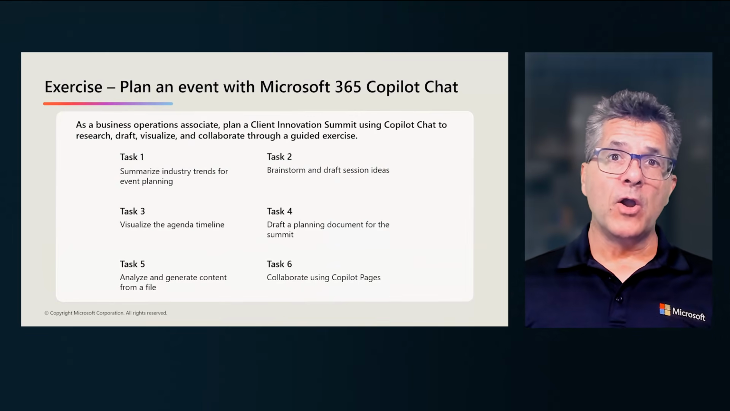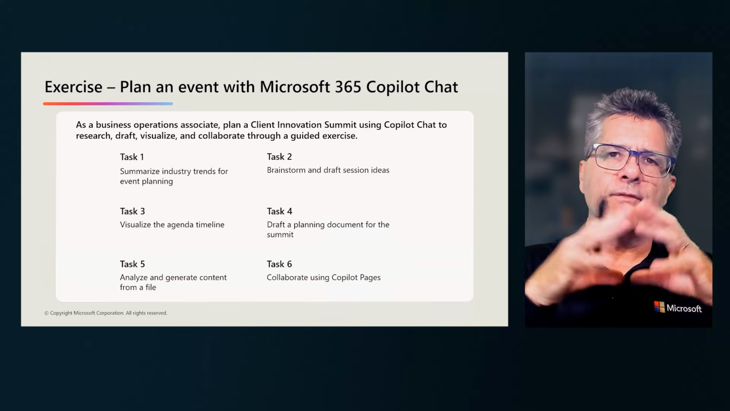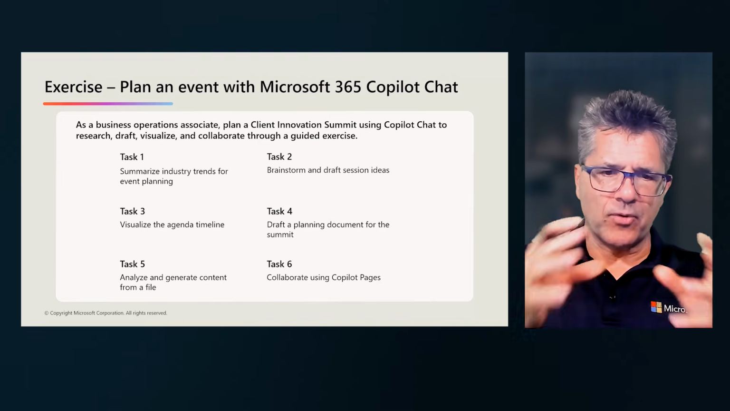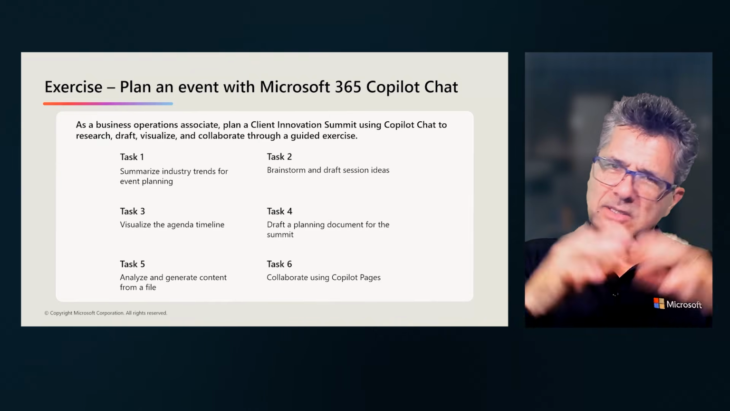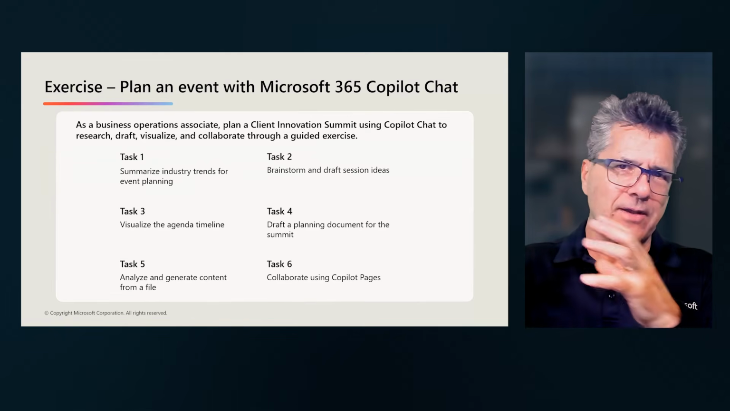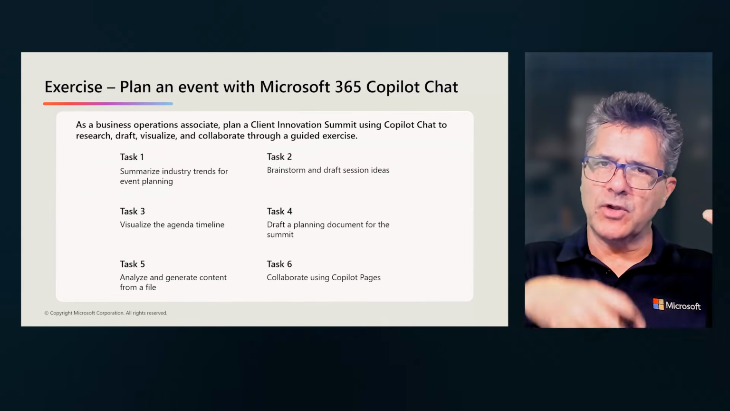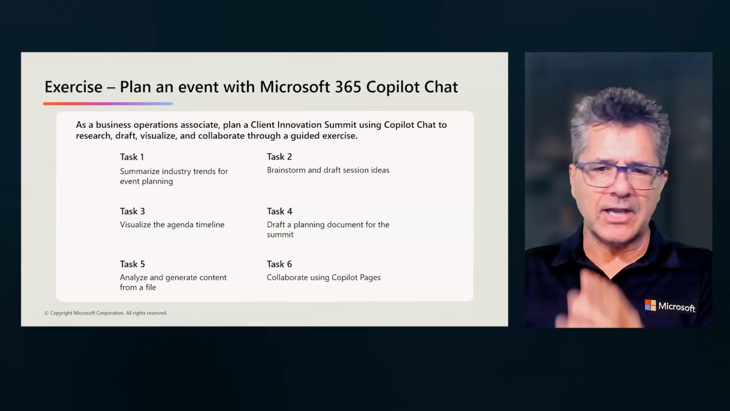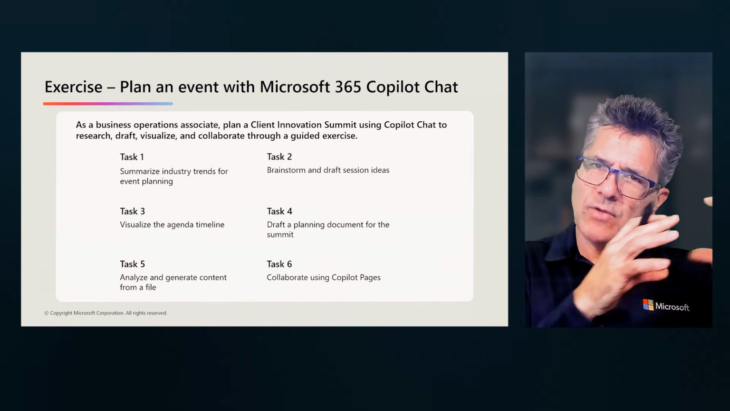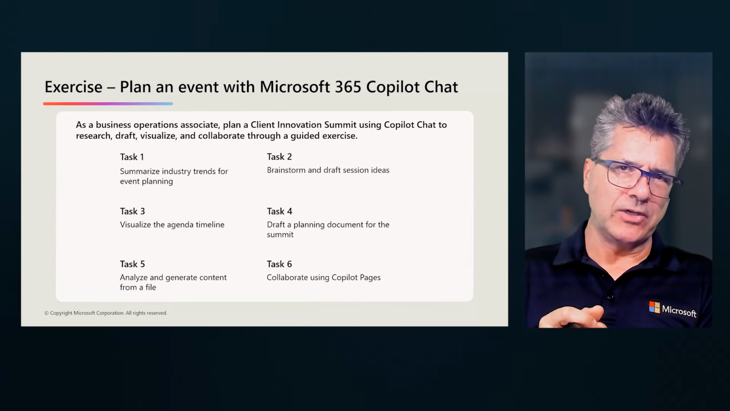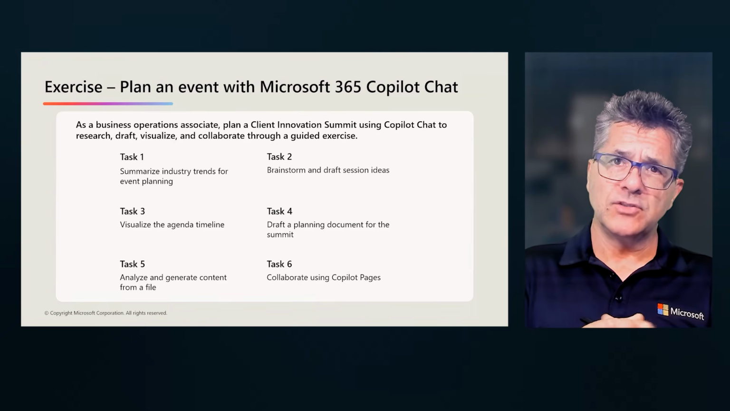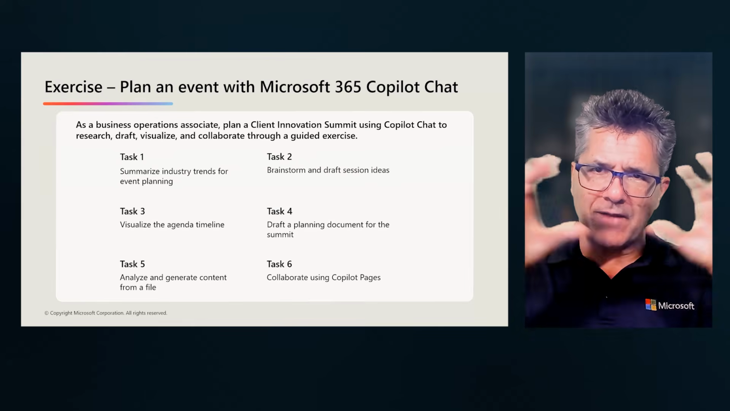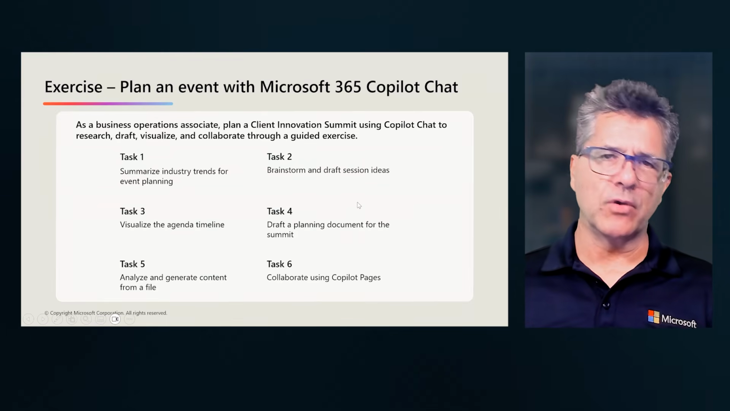In fact, on module number 3, you are going to have a follow-along exercise. This is an example where you are going to play the role. You are a business operation associate, for example, in this mid-size organization, and you have a summit that you want to be preparing for. So in this example, you're going to have a task where I'm going to summarize some industry trends. We're going to brainstorm and draft some sessions. We're going to also visualize the agenda and draft a planning document. And of course, collaborate, generate some files, and collaborate with Copilot pages. Great way to put all of what we have learned here into perspective for your learning.